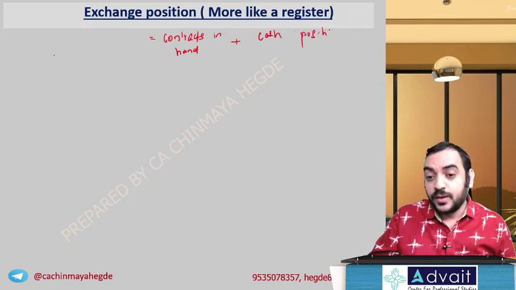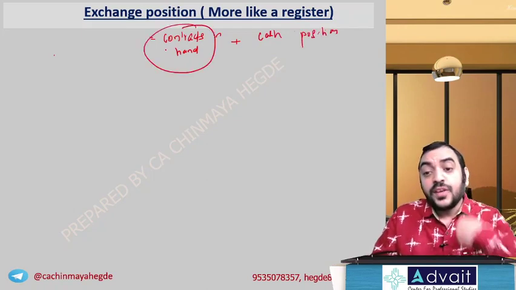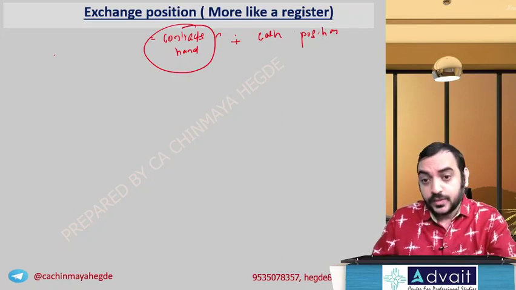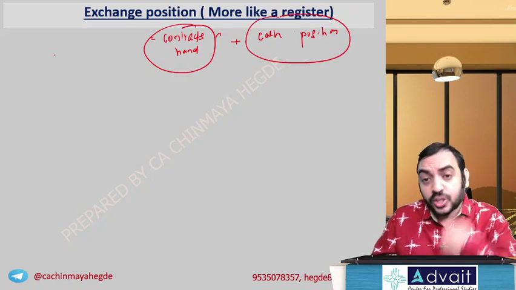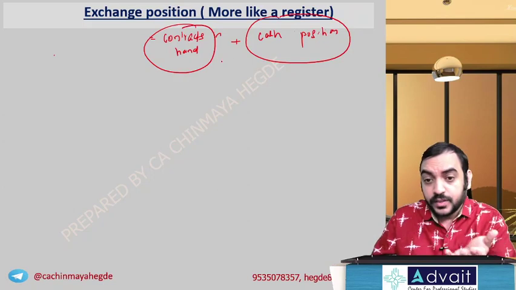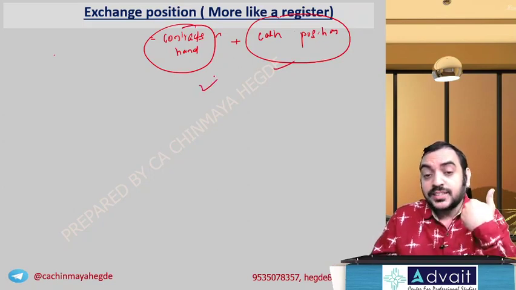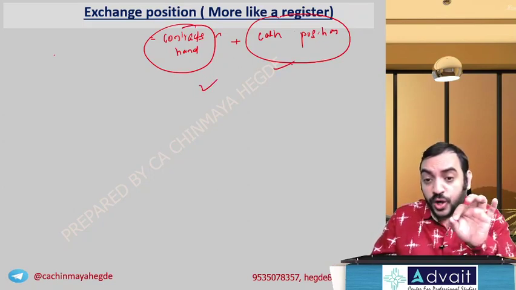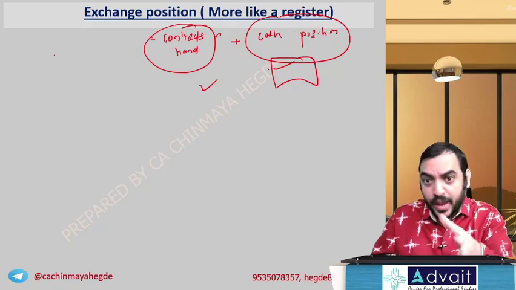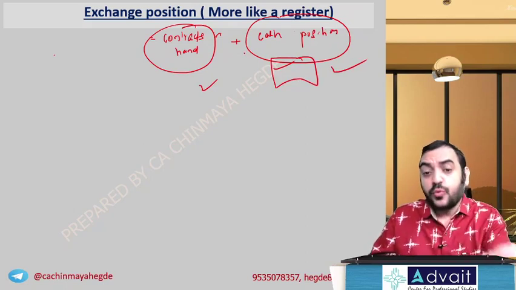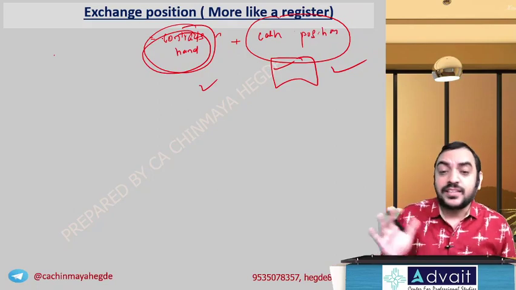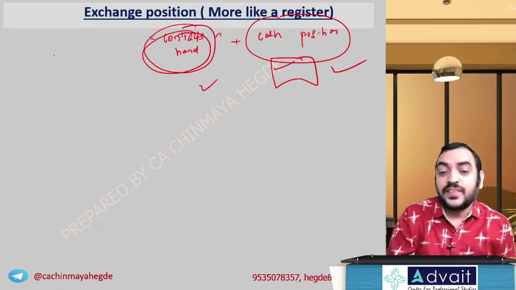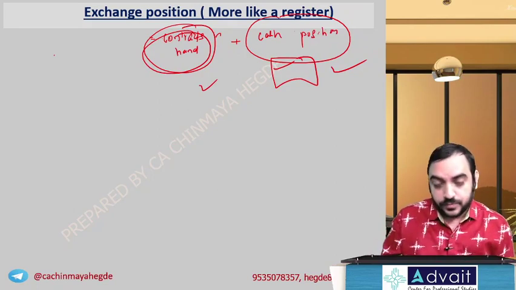That is readily available. So contracts on hand means you're going to get it. Cash position means you are going to execute it, I mean, you're having it. So contracts in hand means you are going to execute. What you have with you in cash or bank is the cash position, and what you're going to get is contracts in hand. Together, it's called exchange position.